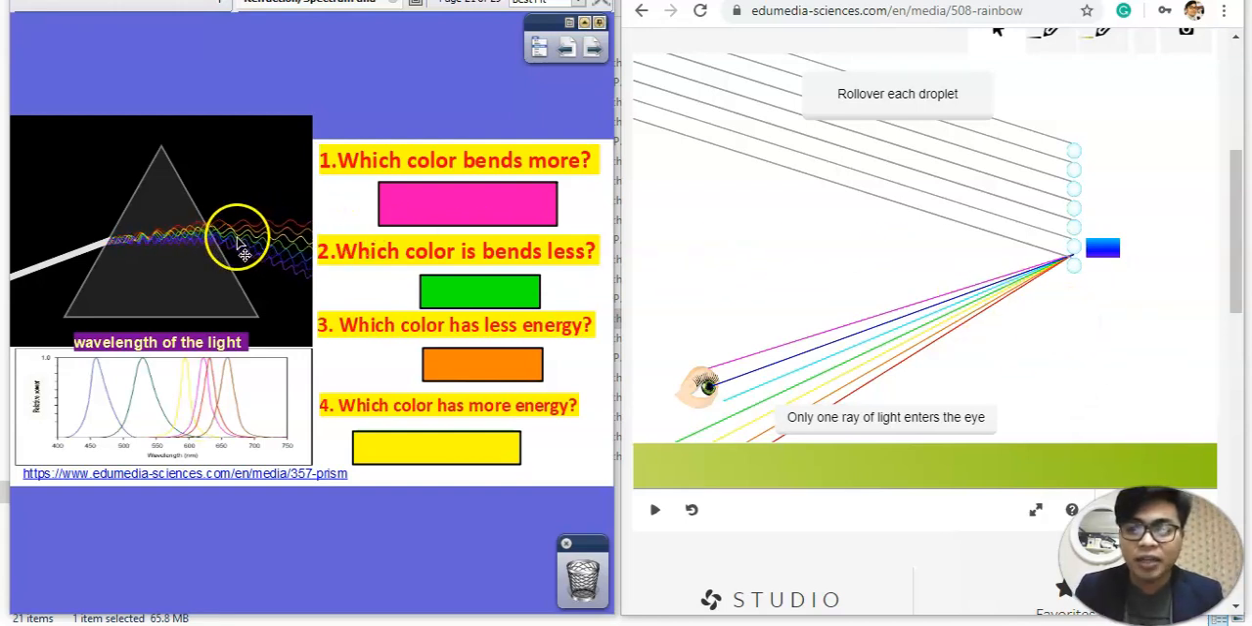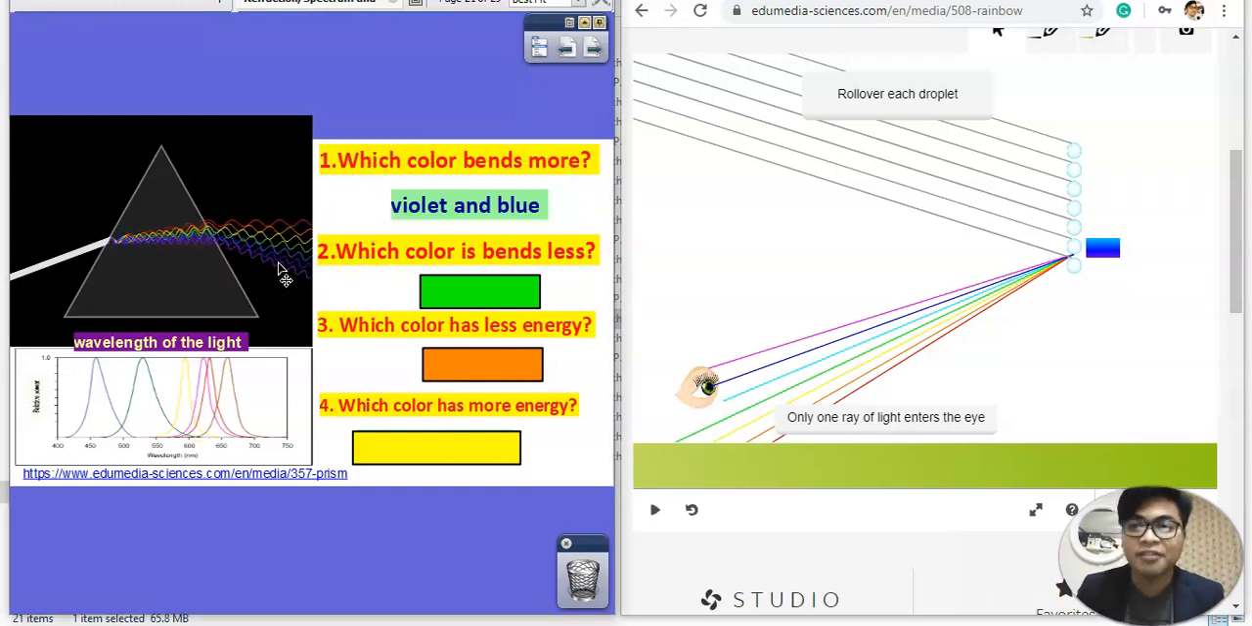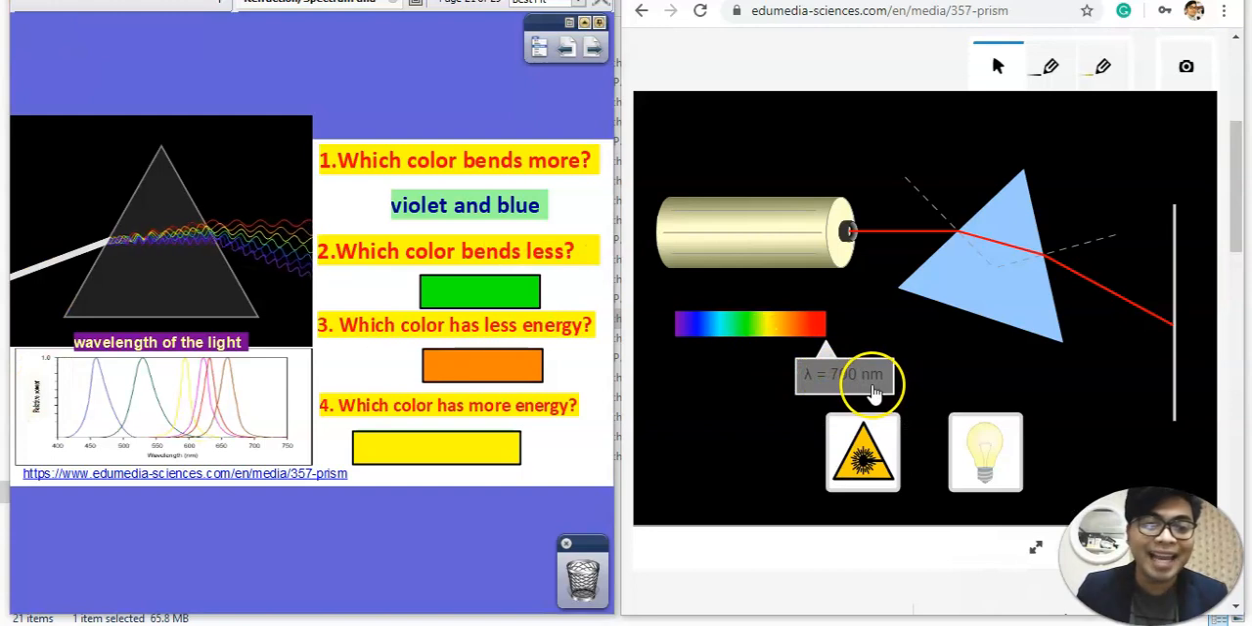So if you take a look here, which color is produced when there will be more bending, or which color tends to bend more in here? If you look here in the prism, it's the violet and blue that bends more. This graph shows the wavelength of the light and its corresponding energy. The symbol nm speaks about the length of the wave.